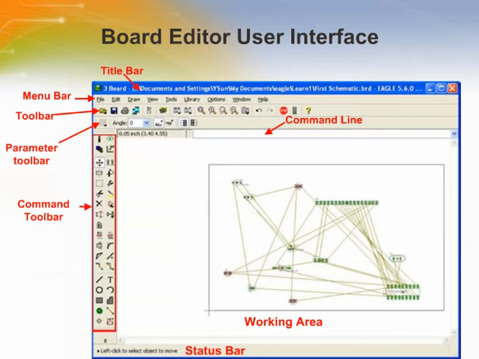EAGLE accepts commands in different ways: mouse clicks, text as command line, or from script files. On the left of the workspace there is the command bar which contains most of the board editor's commands.